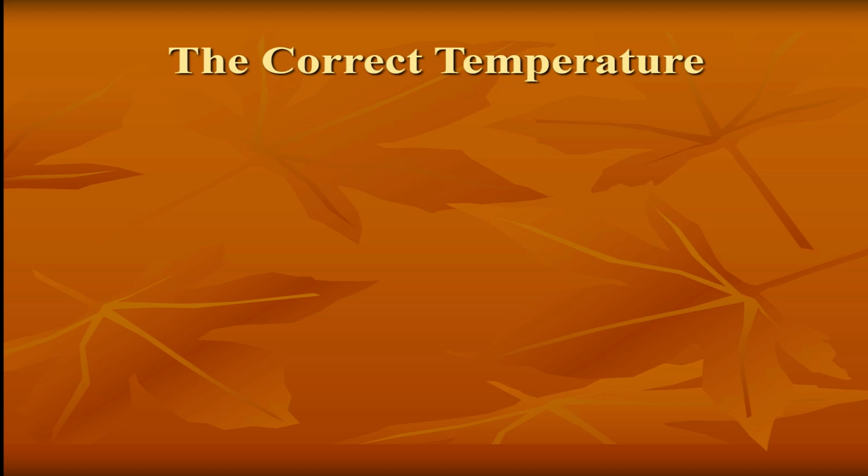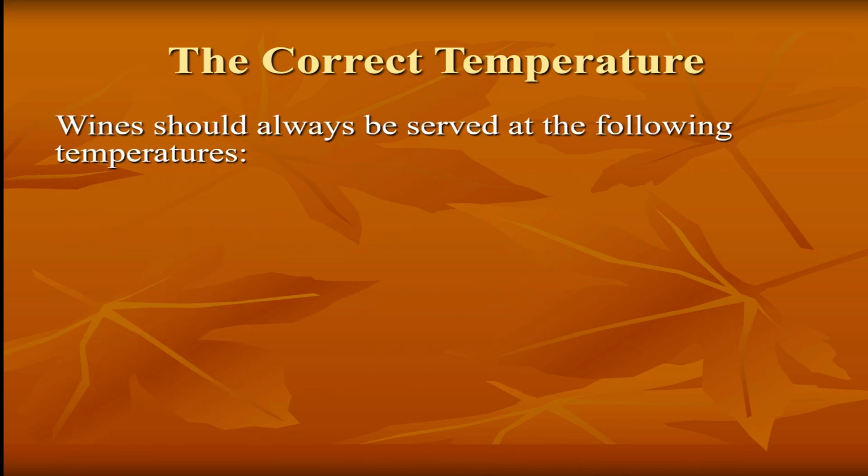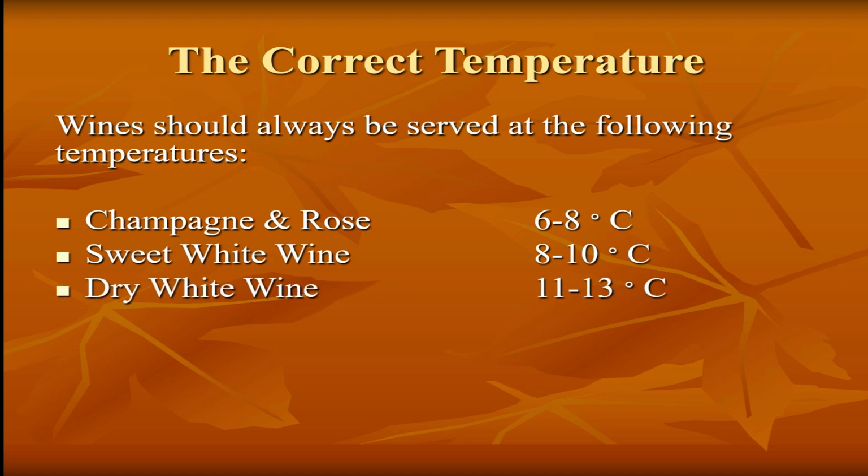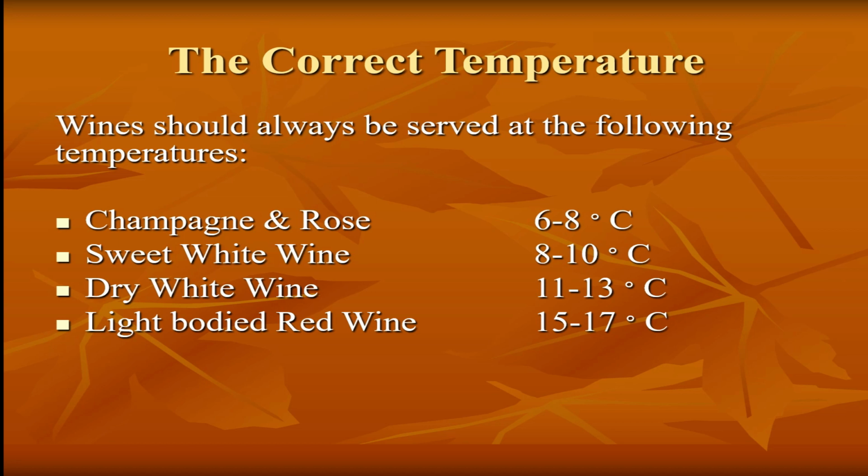The correct temperature. Wines should always be served at the following temperatures. Champagne and rose, 6 to 8 degrees Celsius. Sweet white wine, 8 to 10 degrees Celsius. Dry white wine, 11 to 13 degrees Celsius. Light-bodied red wine, 15 to 17 degrees Celsius. Full-bodied red wine, 17 to 19 degrees Celsius.